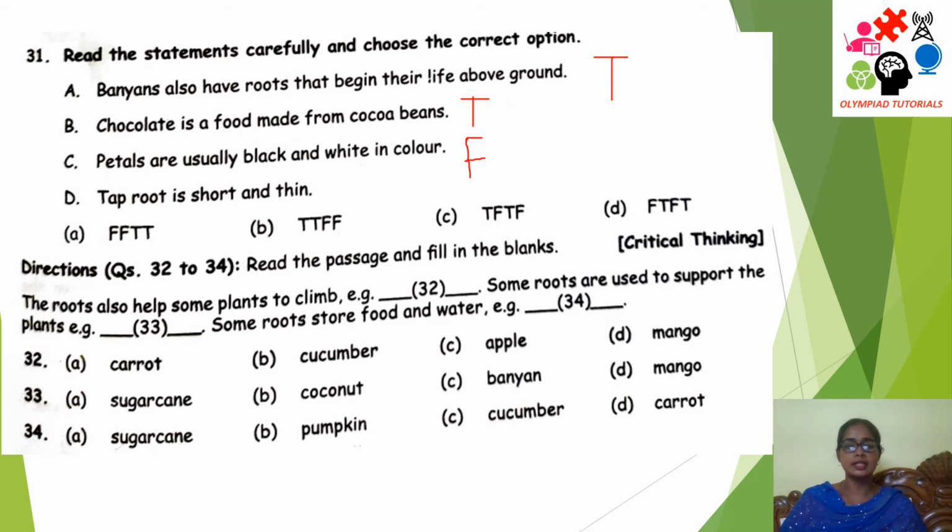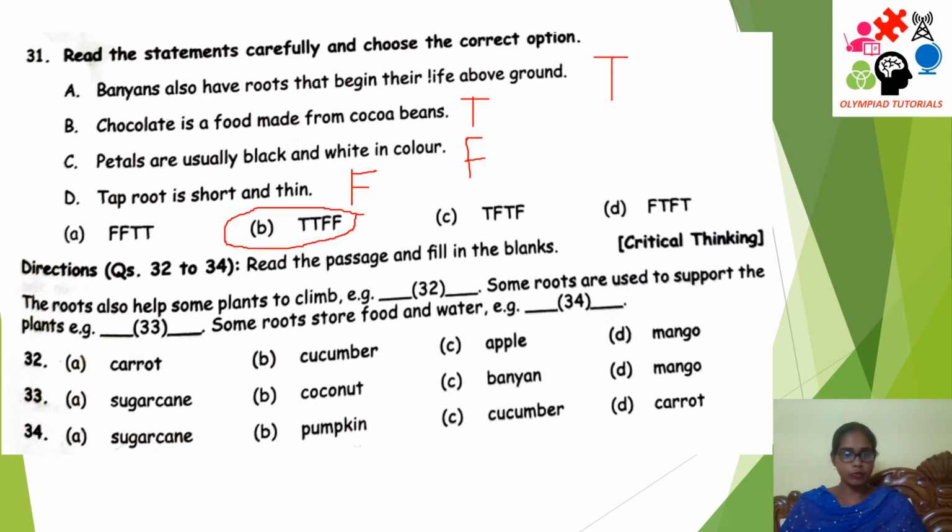Taproot is short and thin. This is also false. Fibrous roots are short and thin, but taproot has a primary root and many secondary roots. So here true, true, false, false. So here option number B is going to be your correct option.